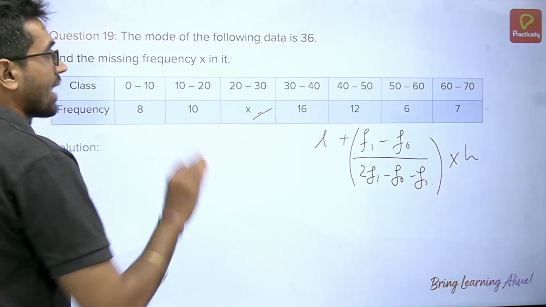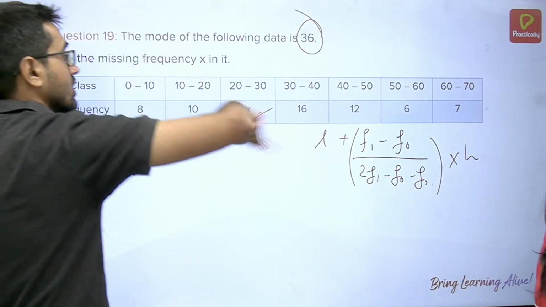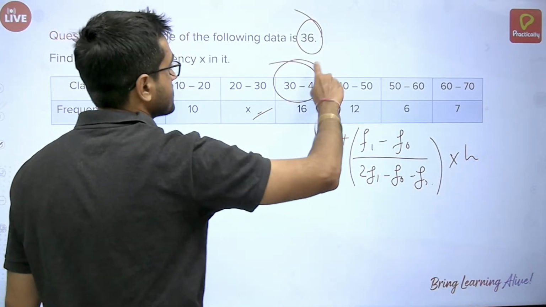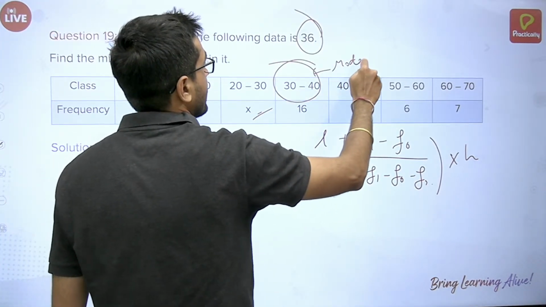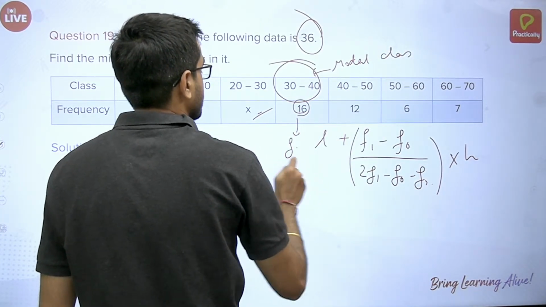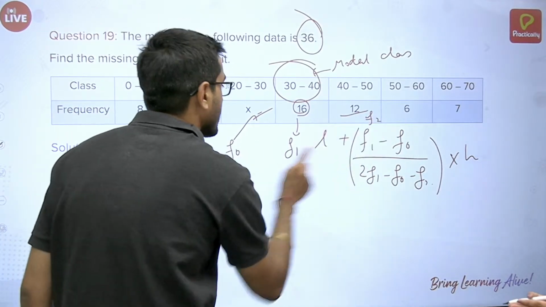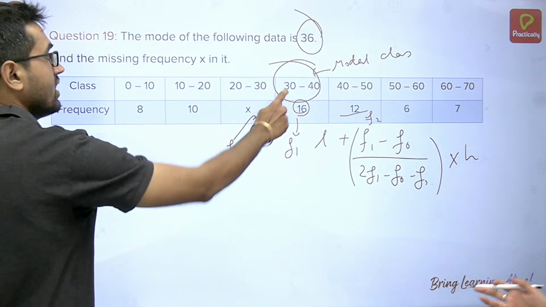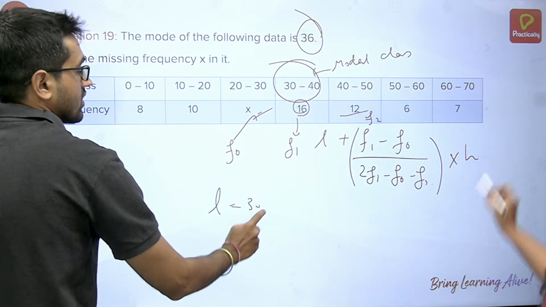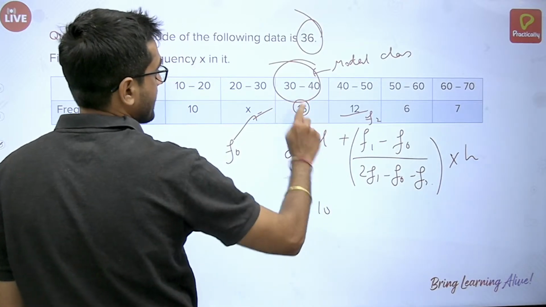Now for this to happen, just remember one very simple thing. What is mode? 36 is mode. Where is the modal class? This is my modal class. Wherever the modal class is, that value is F1. The previous value is F naught. The next value is F2. What is L? 30. And H is 10. Substitute. What is F1, F naught, F2?